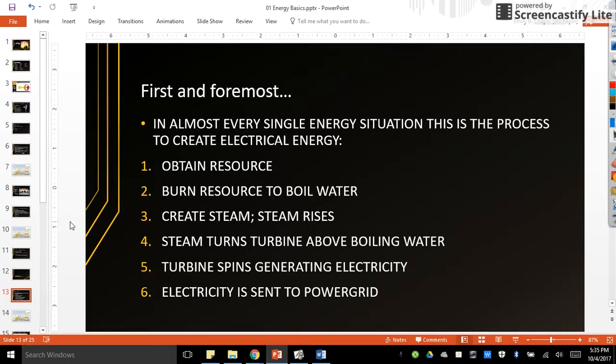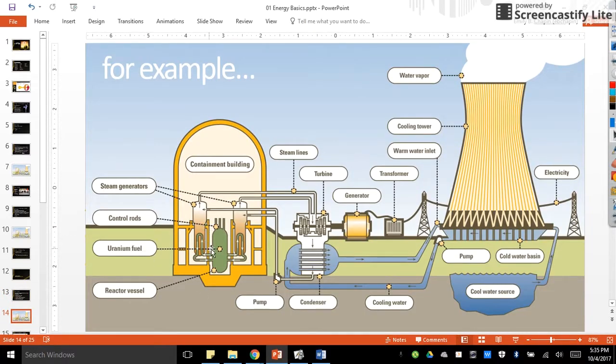The power grid is basically what everybody is connected to, the school, houses, everything. When you are on the power grid, you are paying utilities through Virginia Dominion Power, so we are all connected to the power grid. So, for example, we have a uranium fuel here. We're heating the water. The steam goes through the pipe, spins the turbine, goes to the generator to generate electricity, and then it goes off to the power grid.